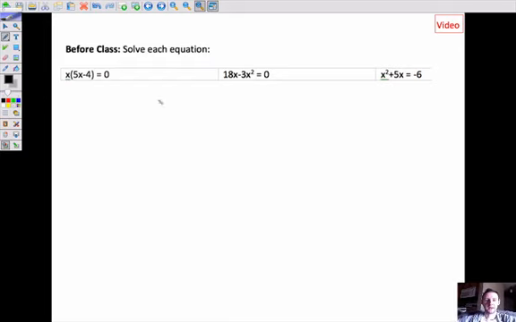Okay, so your before class, this first one gives it to you factored already. So all you're looking to do is find the zeros slash roots slash x-intercepts. So this you're just using zero product property.